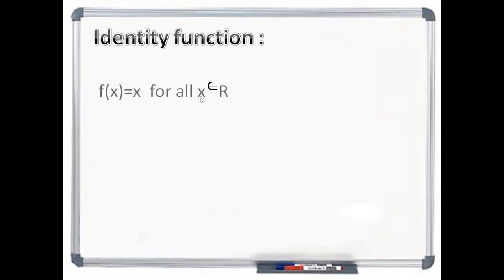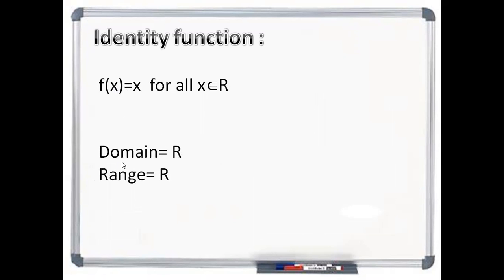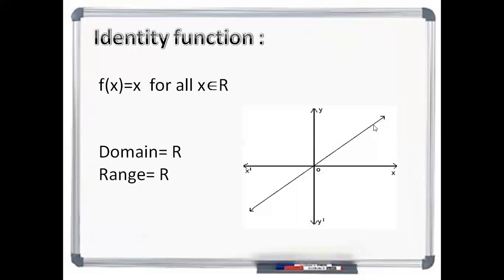Next function is identity function. f(x) equals x. Whatever we put in place of x, the same output we get. That's why its domain is the set of real numbers. Its range is also the set of real numbers. Its graph is like this.